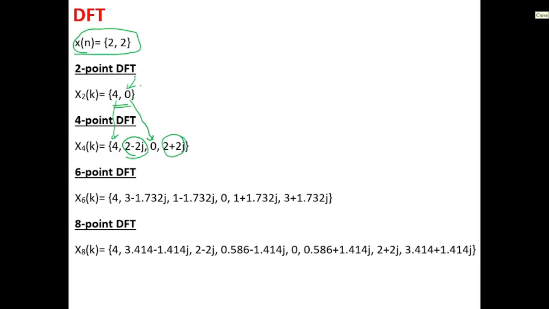Okay. In the 6-point DFT, if you see, we have got this 4, we have got this 0, but this 2 minus 2j and 2 plus 2j we did not get. Why is that so?